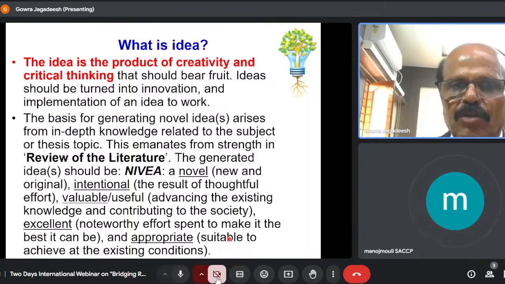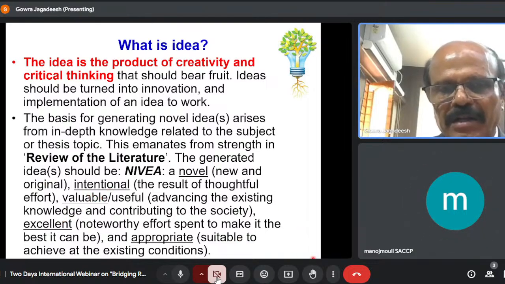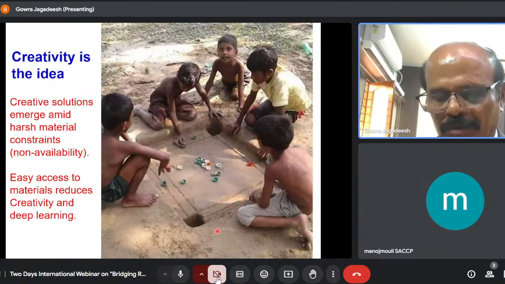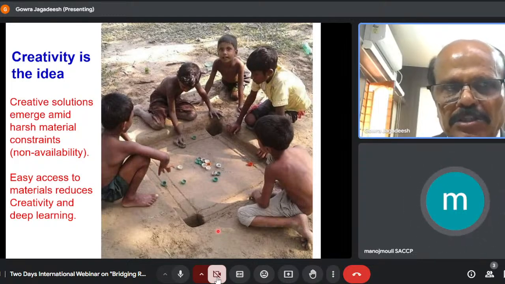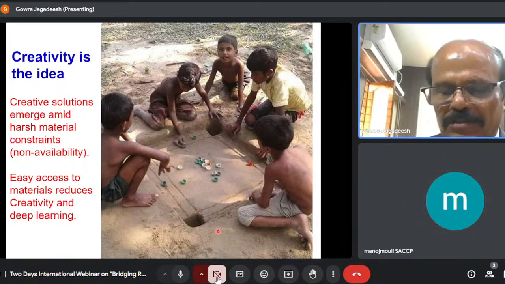Ideas should be NIVEA: novel, intentional, valuable, excellent, and appropriate for the conditions in which you carry out the work. Look at this carom board. See how these village boys have developed it. That shows harsh material conditions. If you are not able to get any material, necessity is the mother of invention. You build up your own things.